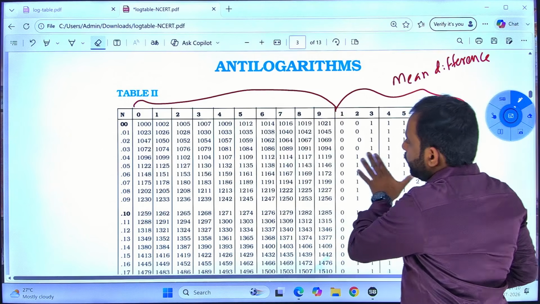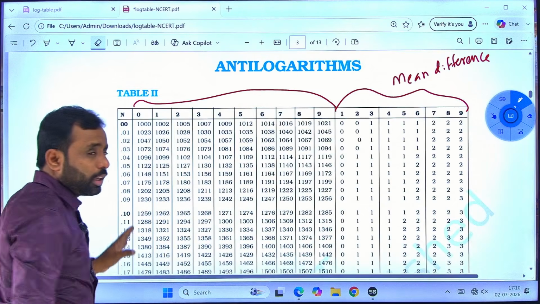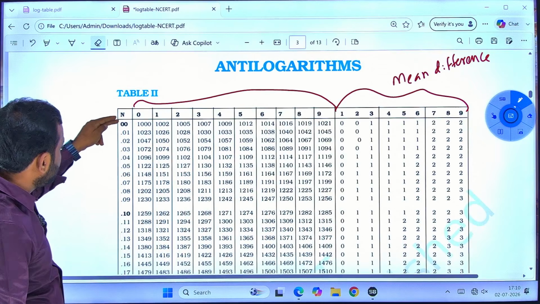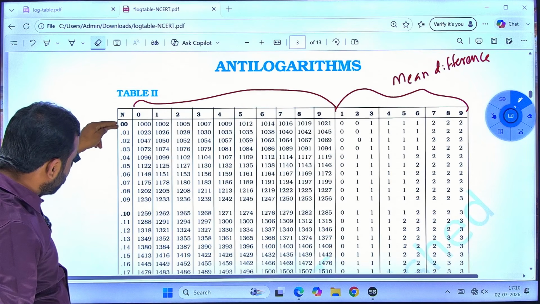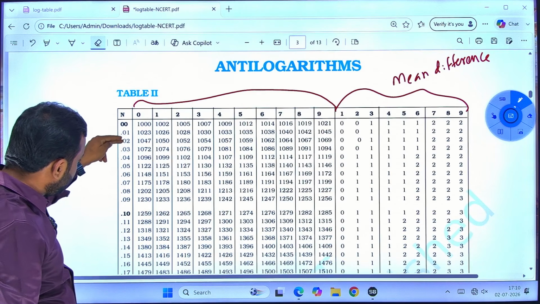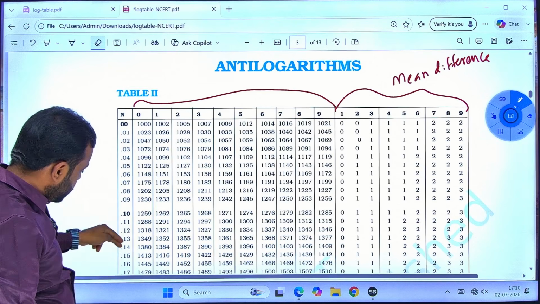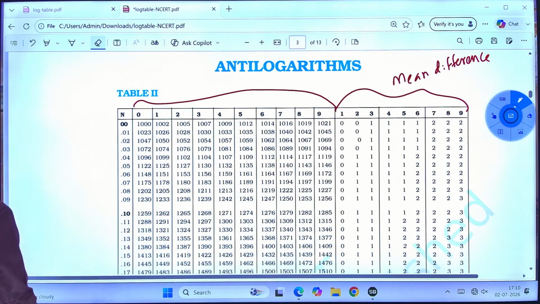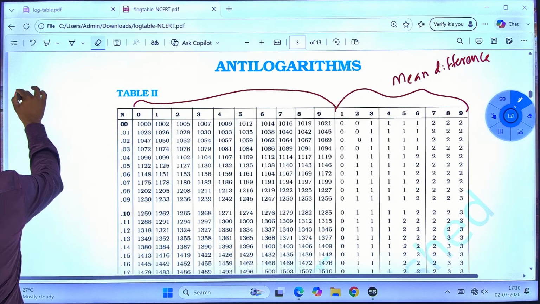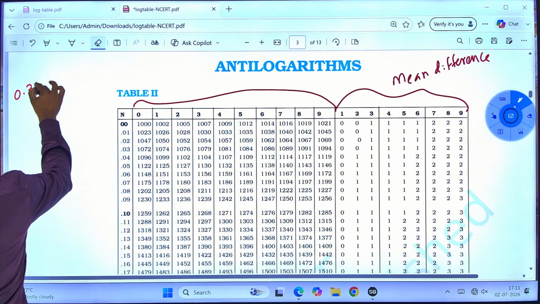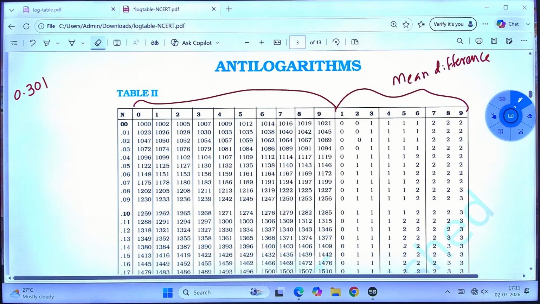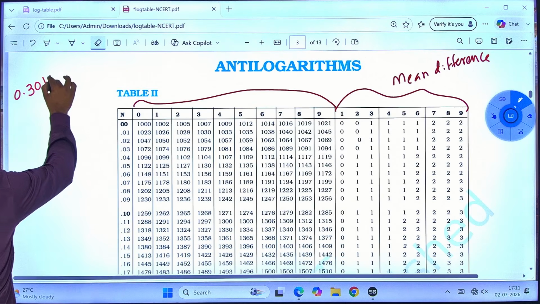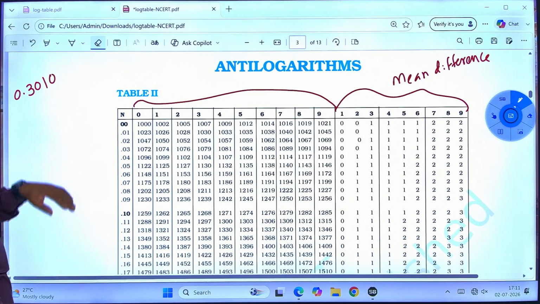This is the main column and the mean difference column, and this is the number column only. It starts with 0, then 0.01, 0.02, up to 0.099. So let us come back to the original discussion. Our target is to calculate the anti-logarithm of 0.3010. We can ignore the last digit, as it is negligible.